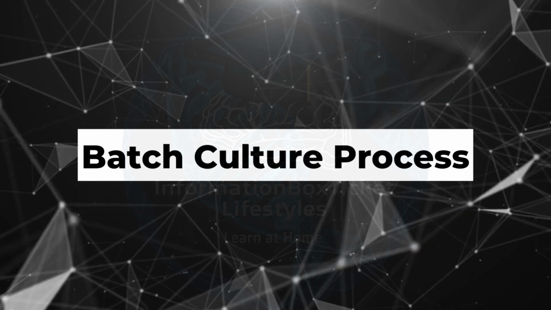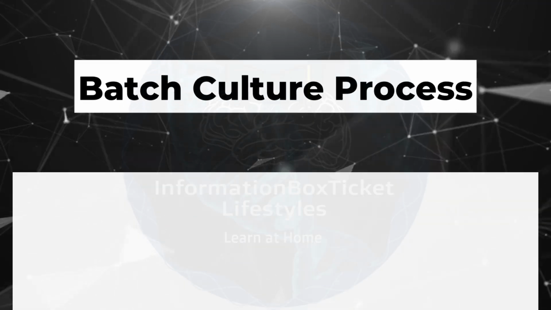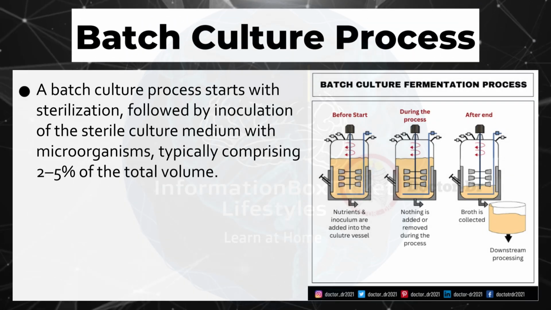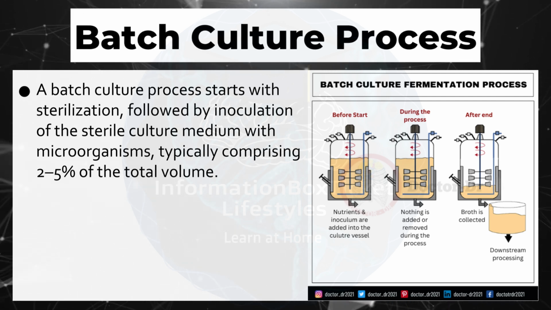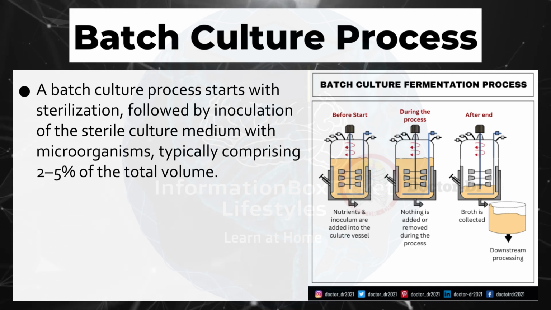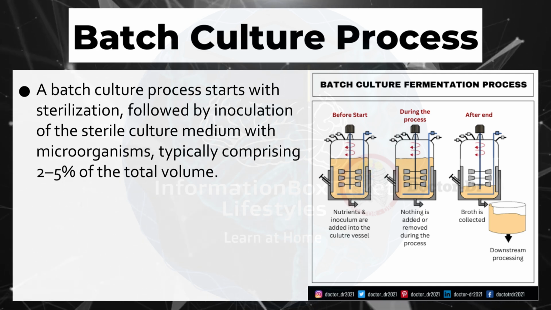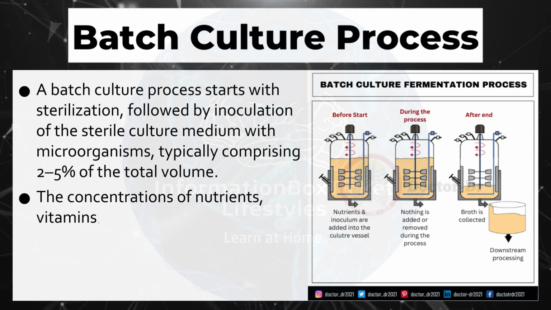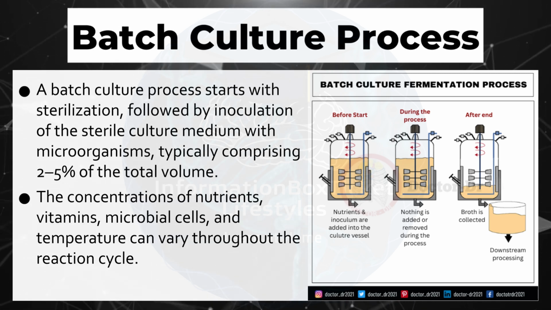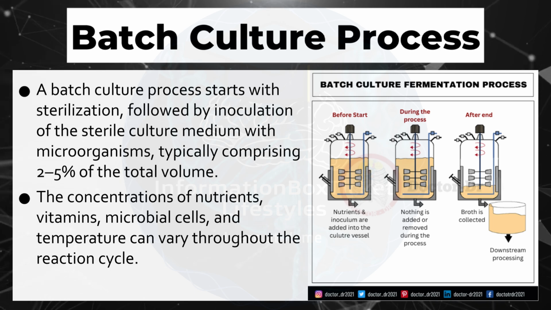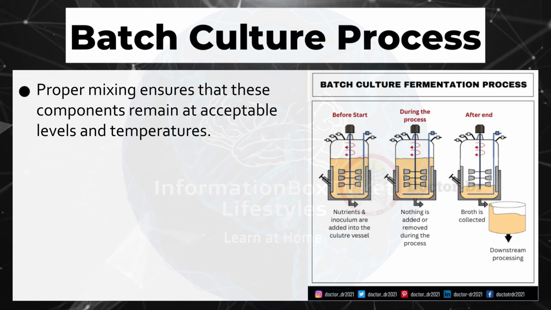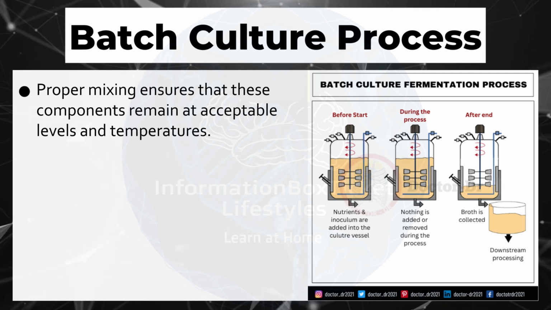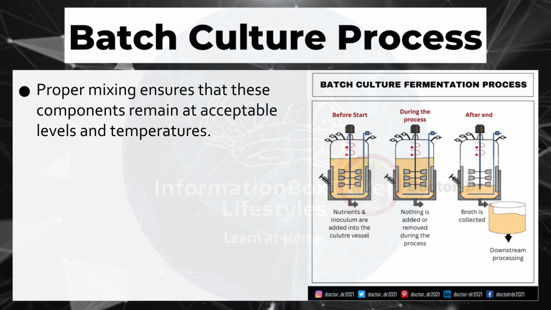Batch culture process. A batch culture process starts with sterilization, followed by inoculation of the sterile culture medium with microorganisms, typically comprising 2 to 5% of the total volume. The concentrations of nutrients, vitamins, microbial cells, and temperature can vary throughout the reaction cycle. Proper mixing ensures that these components remain at acceptable levels and temperatures.